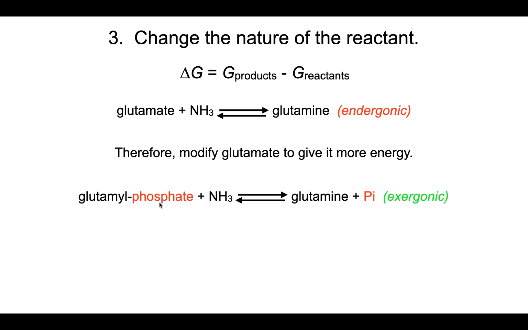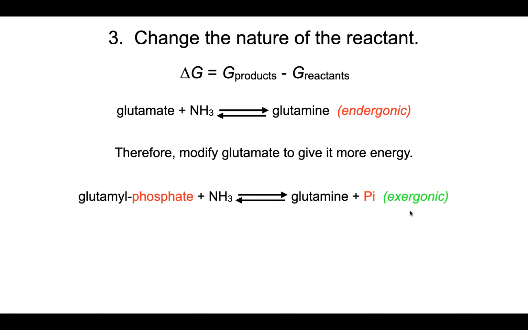So if we phosphorylate glutamate, and we'll talk about phosphorylation in a second, what we'll have is glutamyl phosphate. Now that has much more energy in it because phosphate is that big, giant, clunky functional group with two negative charges on it. It has much more energy than glutamate, such that now, when we see this reaction here, there's more energy in the reactants than there is in the products, and now this reaction is exergonic, okay?